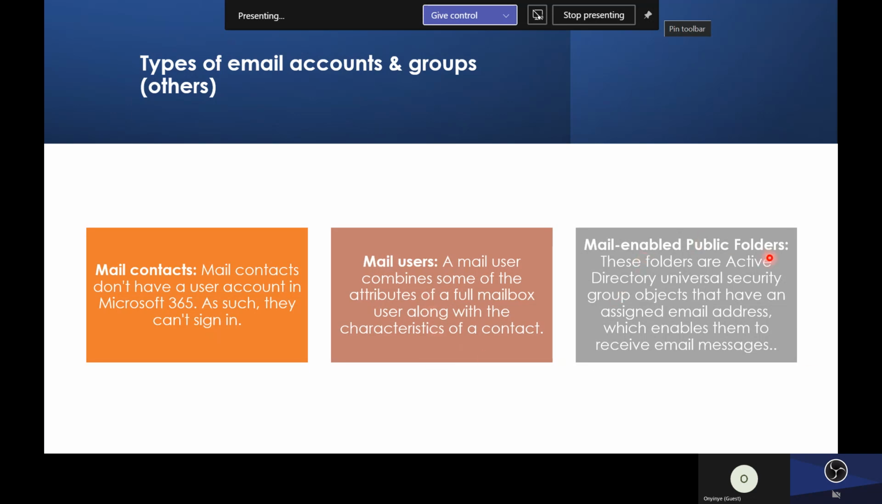Now you have the mail-enabled public folder. This actually came in sometime when Exchange was in 2013. So you had public folders quite all right, but it became mail-enabled. You'll use this for what? These folders are Active Directory Universal Security Group objects that have an assigned email address, which enables them to receive email messages. So public folder today is actually replaced with SharePoint. That was then, but now because of demand, Microsoft brought it back, but now made it a mail-enabled public folder.